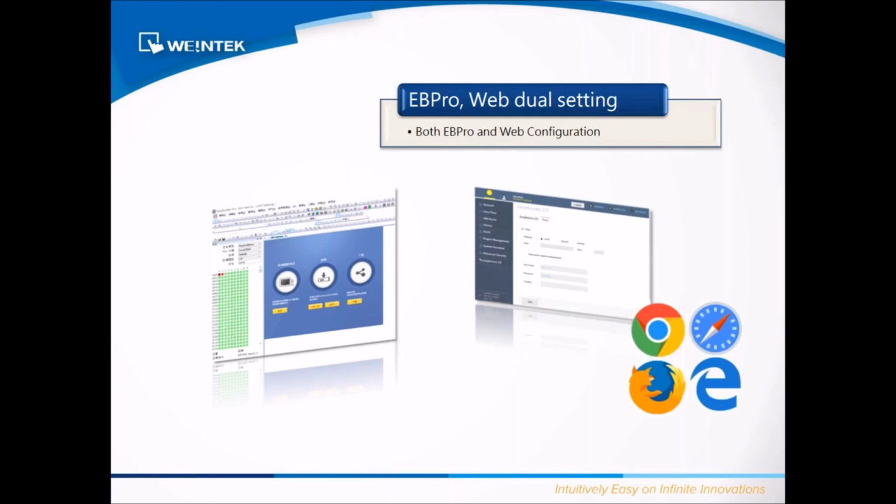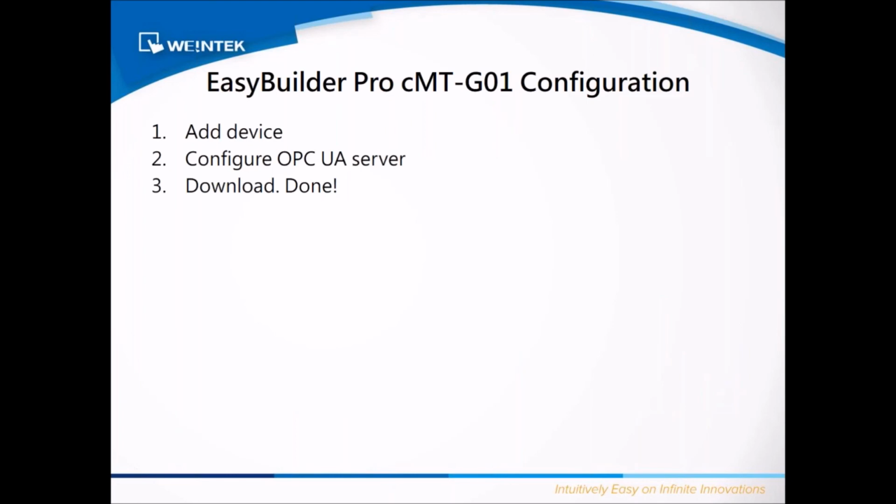All right, so you can use Easy Builder Pro, and in the future we are going to support web configuration, so you can modify the OPC UA nodes or the tree structure using a web browser without using Easy Builder Pro, because some customers, they are not allowed to install any software on their computer. So supporting a web configuration is a very nice feature for the cMT-G01. Okay. All right. So I'm going to show you how you can set up a cMT-G01 by using Easy Builder Pro. So what you need to do is add a PLC device and configure the OPC server. Then you can download to the cMT-G01, then you're all set.